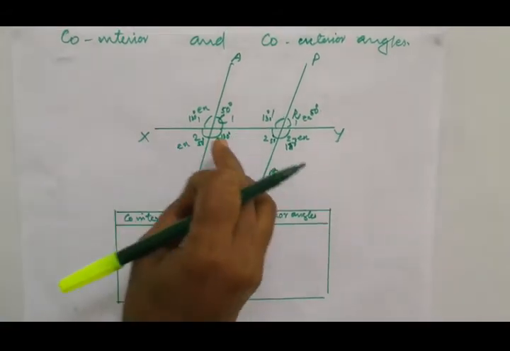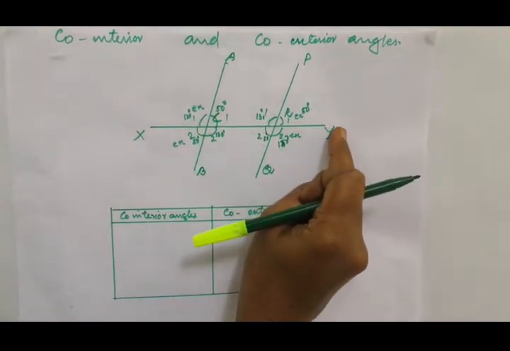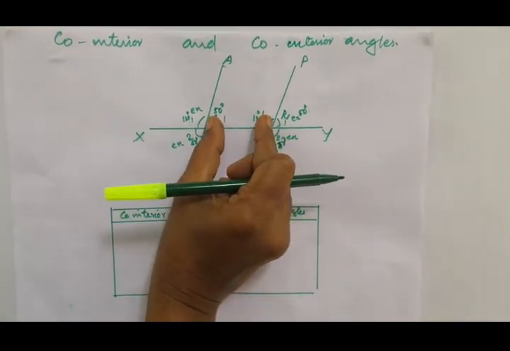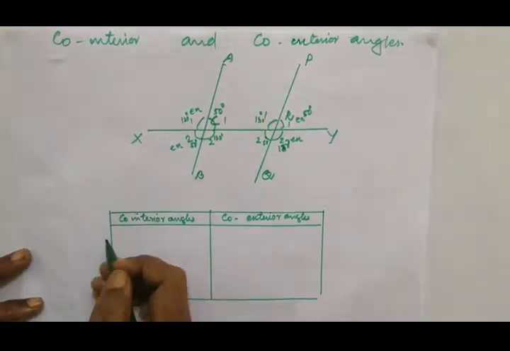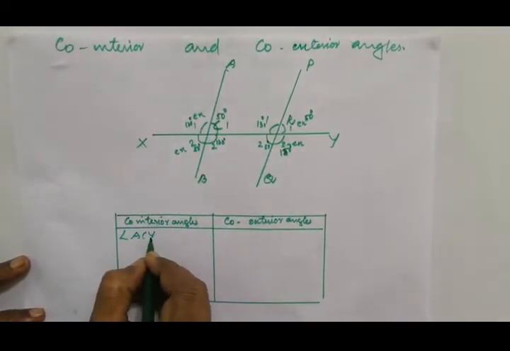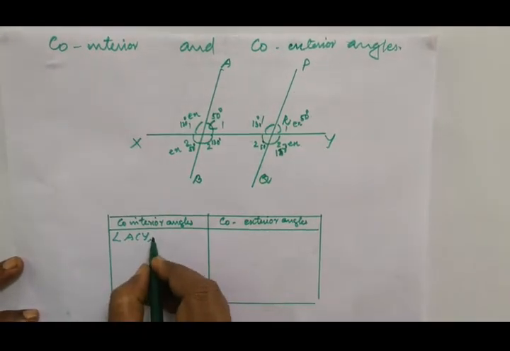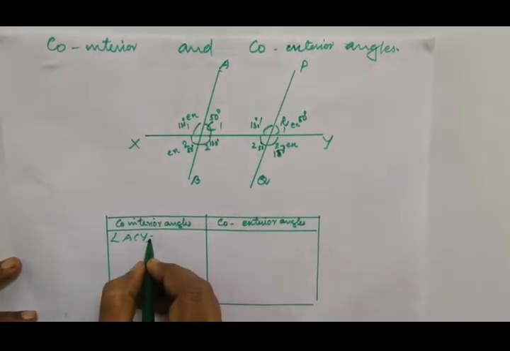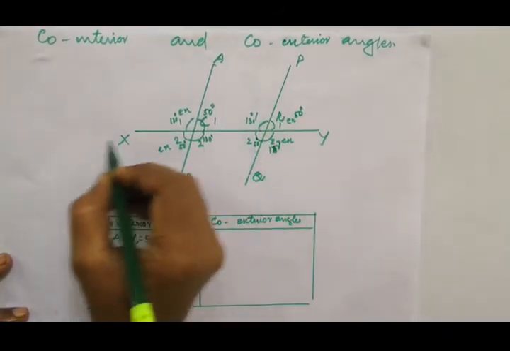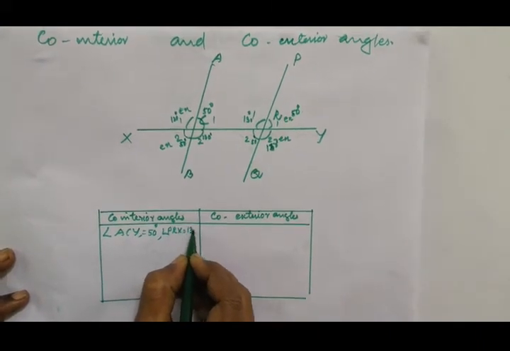Here the co-interior angles are ACY and PRX. These two angles are co-interior angles. Angle ACY, angle PRX. Angle ACY is 50 degree. Angle PRX is 130 degree.